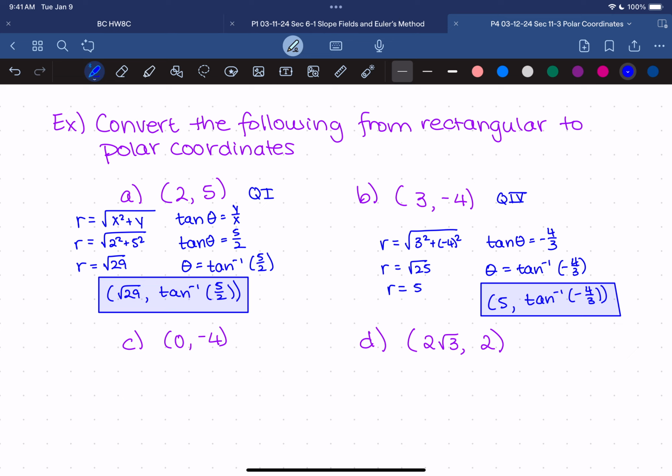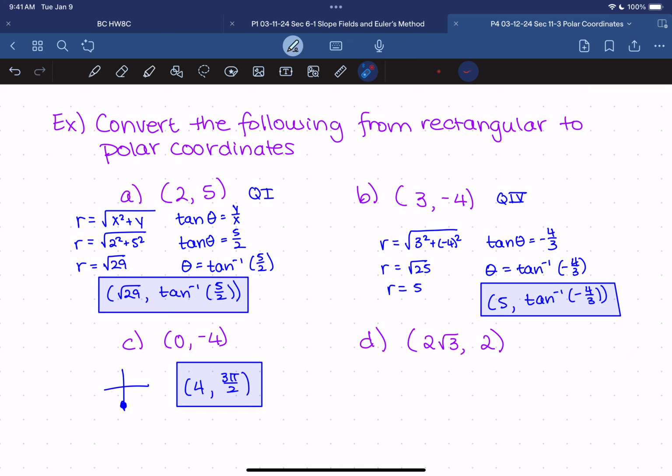All right. When you have something like (0, negative 4), if you're on one of the axes, just think about it. (0, negative 4) is going to be down here, 4 units away. So the radius is 4, and the angle that it's on is 3 pi over 2, and you're done. You could go through these same formulas, but it's so much easier to just do that.